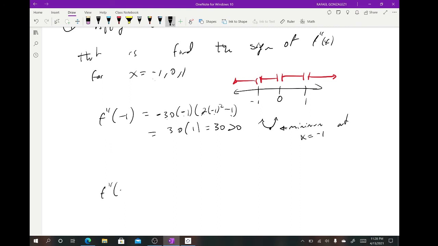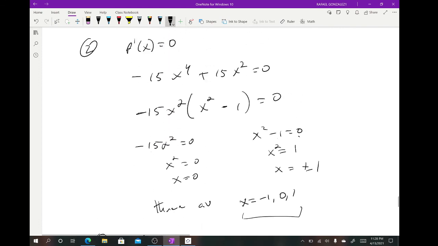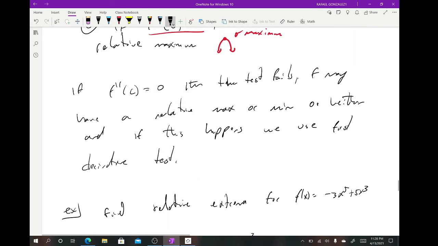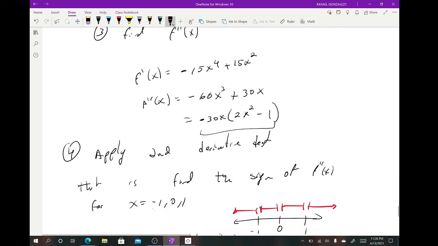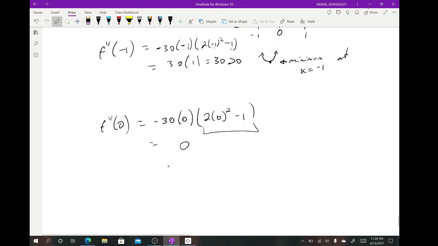Well, f double prime of 0 is going to be equal to negative 30 times 0 times 2 times 0 squared minus 1. But 0 times whatever this is going to be 0, so this is going to be equal to 0. Okay? So the test fails. Remember, if the second derivative, when you evaluate it at c, is equal to 0, then the test fails. So we'll have to use the first derivative test here. So the test fails.